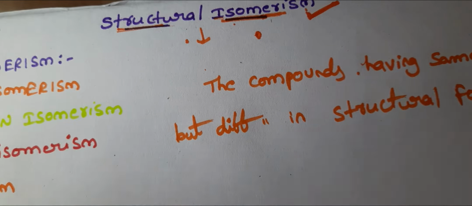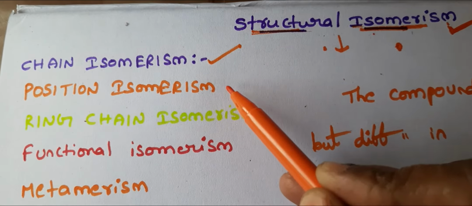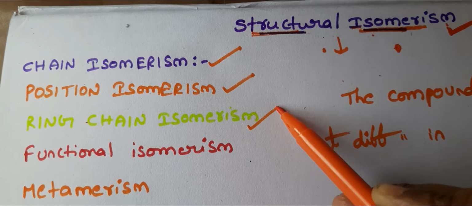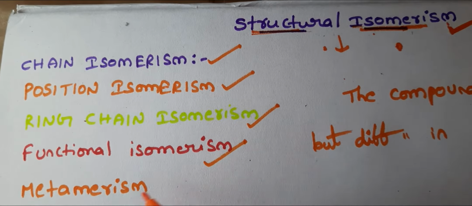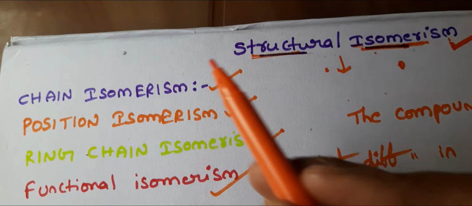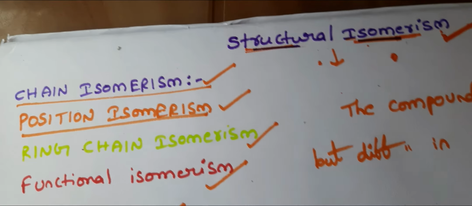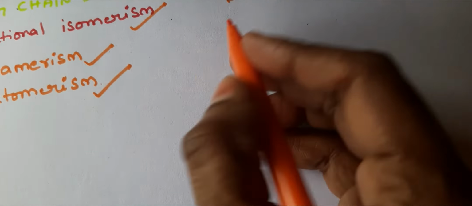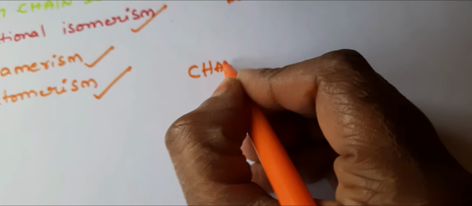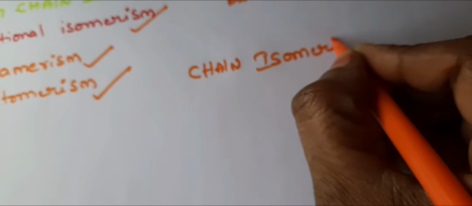These are the types of structural isomerism: chain isomerism, position isomerism, ring chain isomerism, functional isomerism, metamerism, and tautomerism. In today's video, we are going to discuss chain isomerism and position isomerism. Okay, let's start. What is chain isomerism?